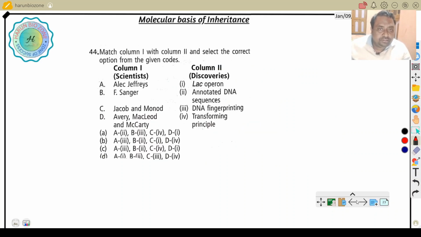Next question, match column 1 with column 2 and select the correct option from the given options. Alec Jeffreys, 1983, discovered DNA fingerprinting. Sanger discovered the DNA sequencing process. Jacob and Monod, the lac operon. Avery and MacLeod, the transforming principle. So A3, B2, Jacob and Monod C1. B is the correct answer. Next question.